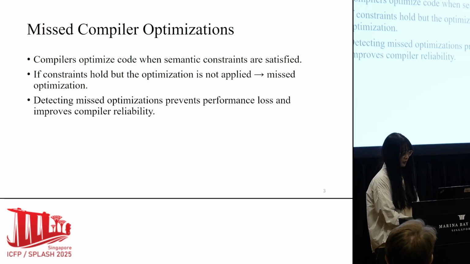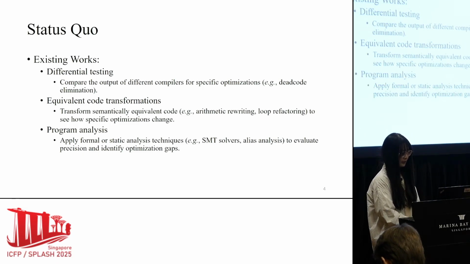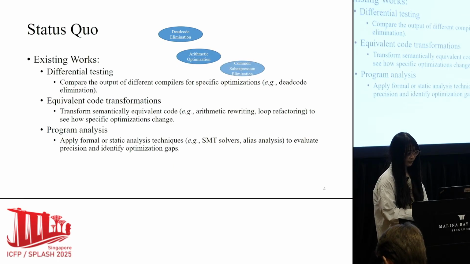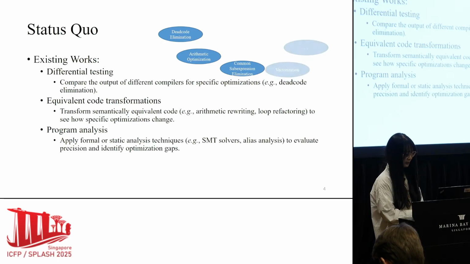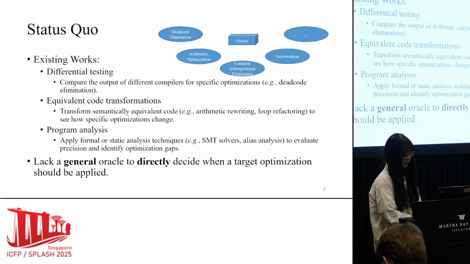Missed optimizations cause a waste of performance. How to effectively detect these missed optimizations is an important and continuous concern in recent years. Existing works design specific detection methods for specific optimizations such as dead code elimination, arithmetic optimization, and optimization of data flow analysis. These approaches have shown good results, and some optimizations, such as dead code elimination, can reflect problems with many compiler components. However, compiler optimizations are varied, and there is a lack of a general oracle to directly decide when a target optimization should be applied.